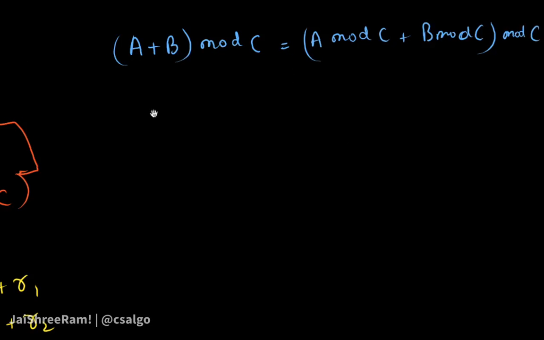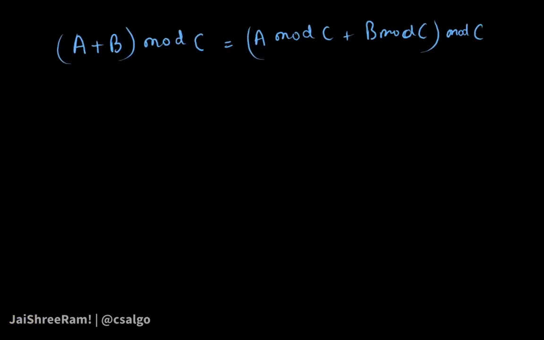Okay, so this is like a first property. We can write this as (A modulo C plus B modulo C) whole modulo C. So you first find the remainder of A from C and of B with C, then add those remainders and again take a modulo C. What this claims is that these two numbers would come out to be the same number.